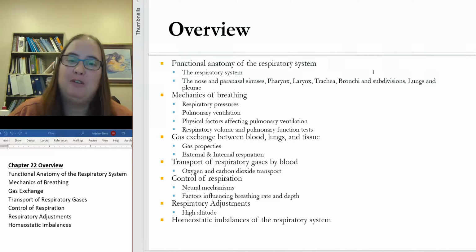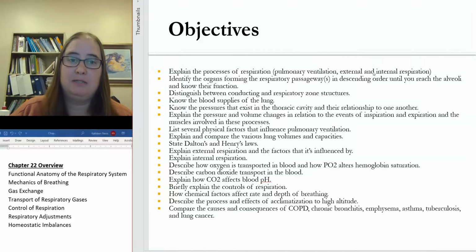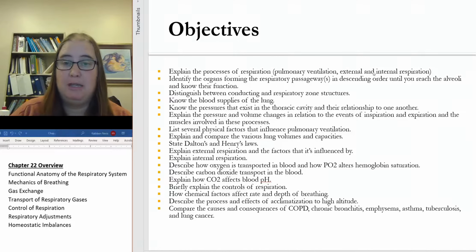We'll move into control of respiration, some neural mechanisms, as well as factors that influence breathing and rate. We'll talk about just one respiratory adjustment, which is at high altitude. Your book goes into a little bit more, and then we'll end with some homeostatic imbalances of the respiratory system. So here's our objectives list. Again, making sure you guys are looking at the objectives list as you prepare for your quizzes and your exams.